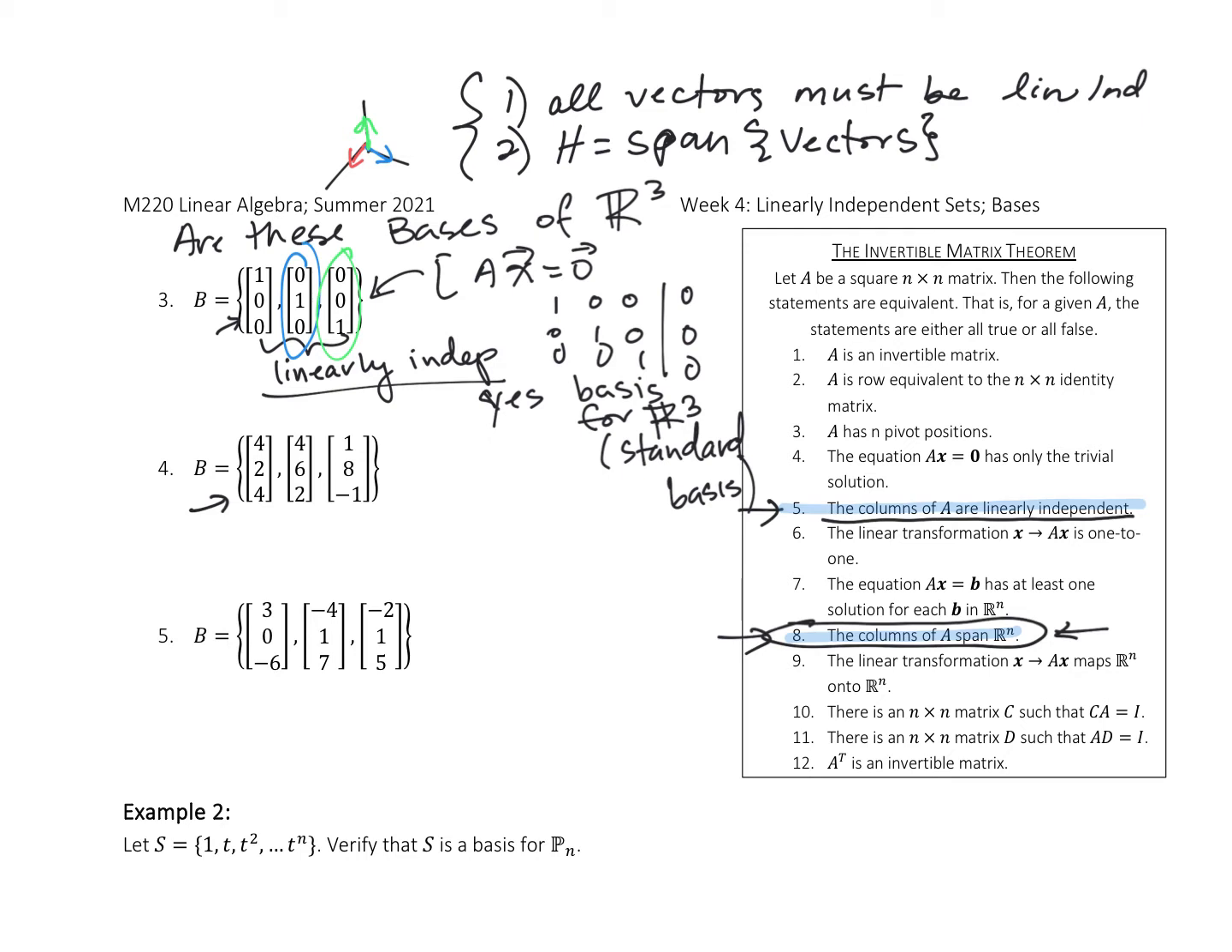So what I'm going to do is set up my matrix: (4, 2, 4), (4, 6, 2), (1, 8, -1). And all I need to show is that this is invertible. If I can show that I have no free variables, then all of the things in the invertible matrix theorem are true, and then I can say it's linearly independent and it's a basis. So I just need to do enough row reductions.